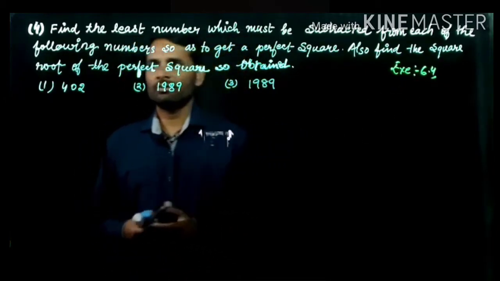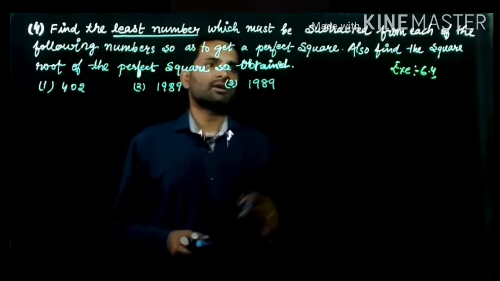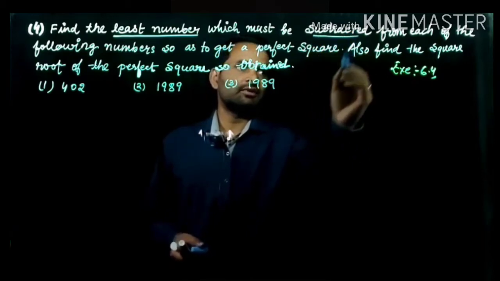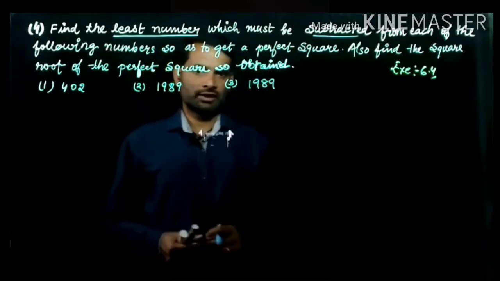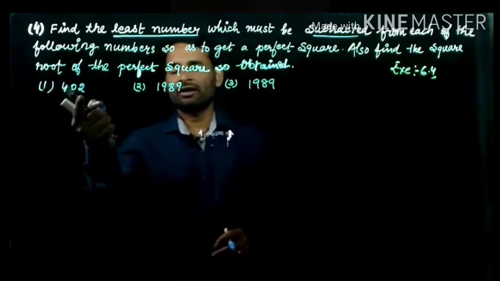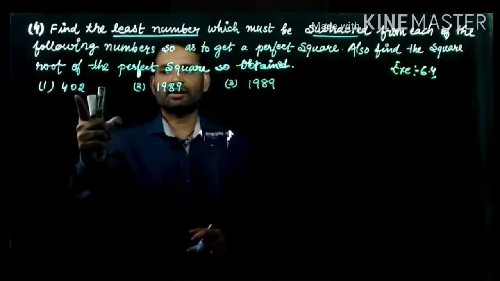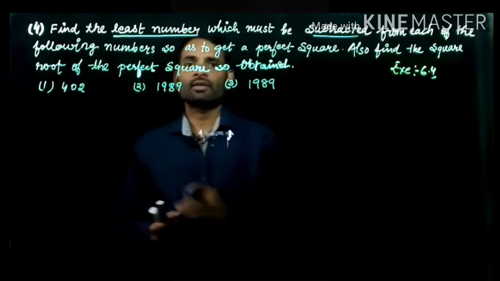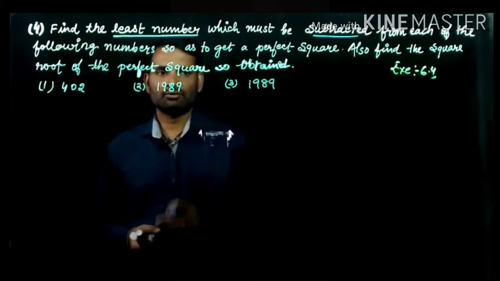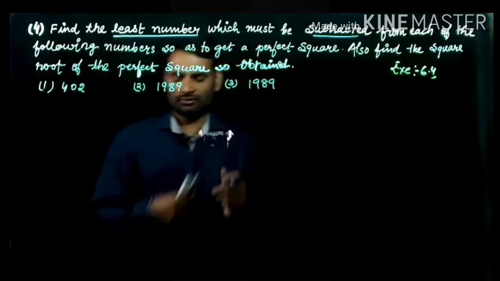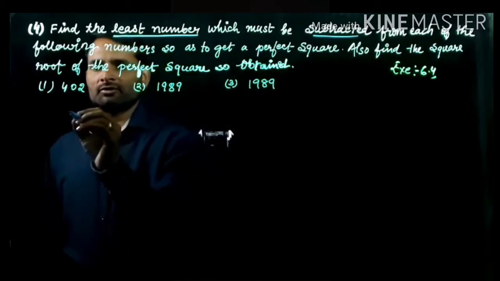Okay, question number 4 is: find the least number which must be subtracted from each of the following numbers so as to get a perfect square. It means that the given value is not a perfect square. Some least number will be subtracted from the given number to make it a perfect square, and also find the square root of the perfect square number. This is the subtraction. Okay, so the first question is given.